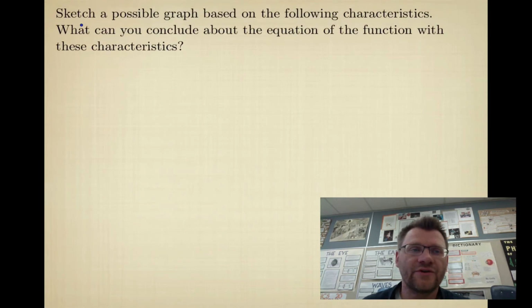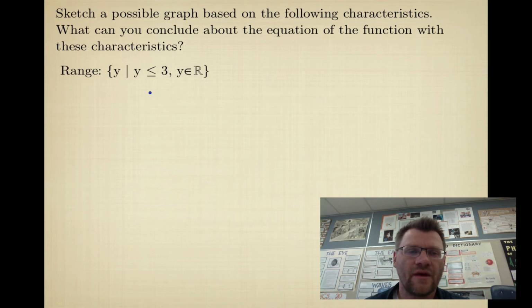So a couple examples to finish off the lesson. It says, sketch a possible graph based on the following characteristics. What can you conclude about the equation of the function with these characteristics? So our first one is the range. It says the range y is going to have to be less than 3. Once it says y is less than 3, I know that I'm looking at a parabola and not a linear function and not a cubic function. It's definitely going to be a quadratic function. So y is less than or equal to 3. And I know that there's going to be the y-intercept at -1. That's all the information they give me.